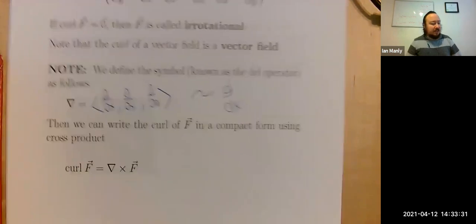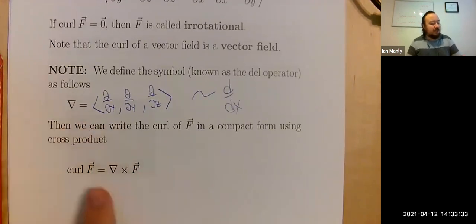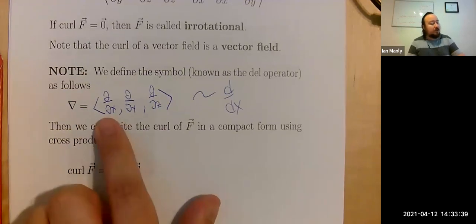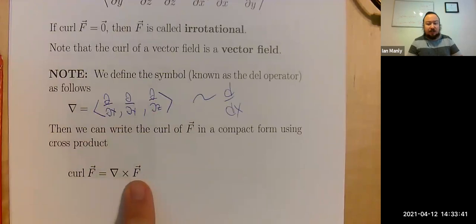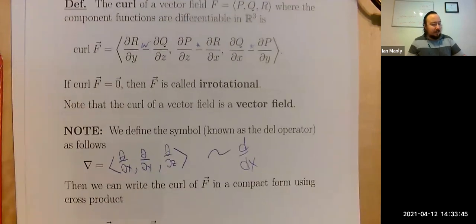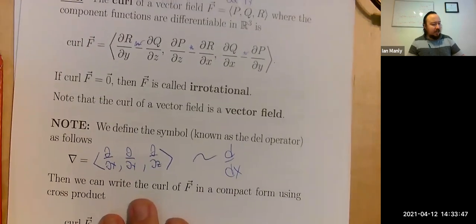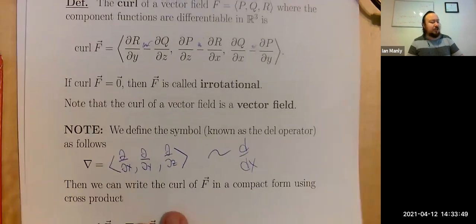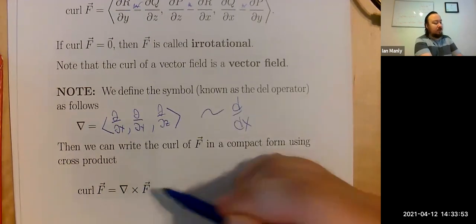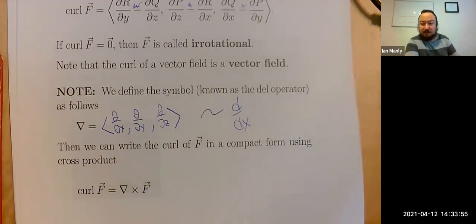All right, so then it turns out that the curl actually has a nice formula in terms of this del operator. And I think someone predicted this earlier. It ends up being the cross product of these partial derivatives with F right here. All right, so let me show you what I mean in an example here. So we're going to take the del operator crossed with F.